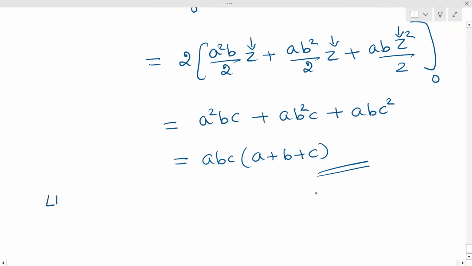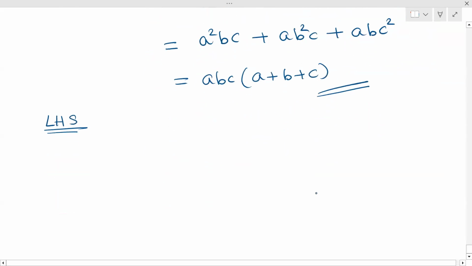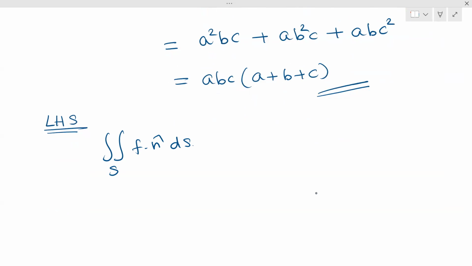Next we do the LHS. For the LHS also we need the same answer. What is the LHS? LHS is nothing but the surface integral, double integral f dot n cap ds. So to evaluate the surface integral, we have to divide our surface into 6 surfaces.